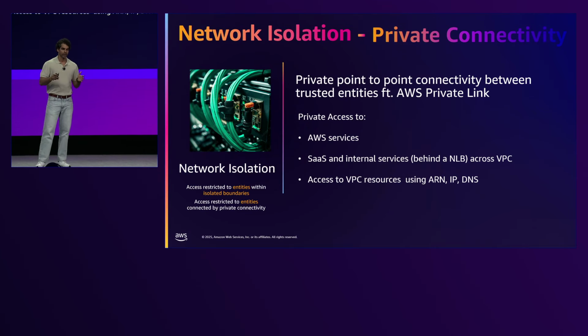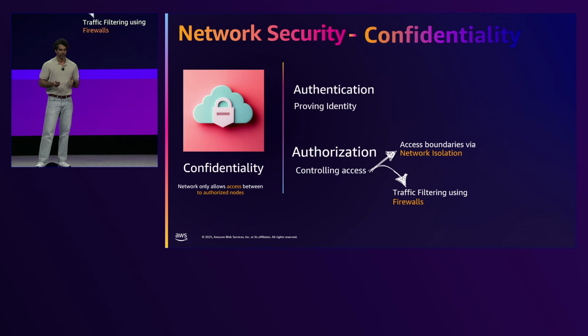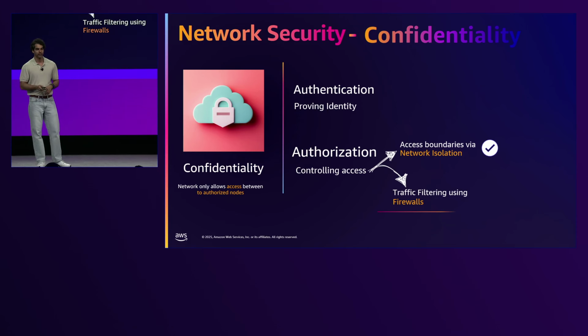All right, so that was private connectivity. Now we are still talking about confidentiality and how we can authorize access. We just saw how you can create access boundaries by network isolation using routing boundaries or private connectivity. Now let's jump into our next section, which is traffic filtering using firewalls.